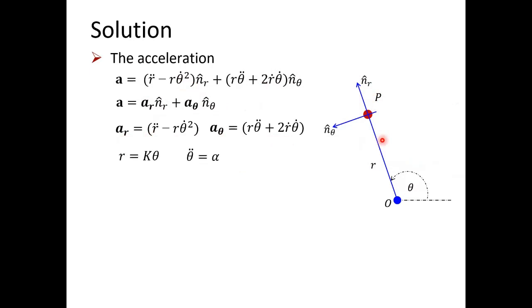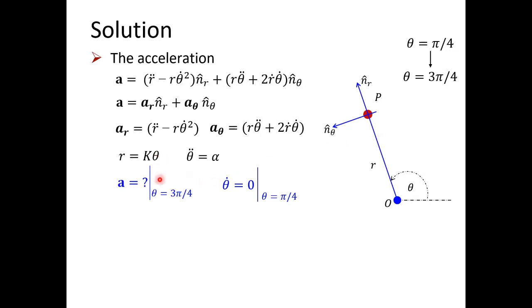In the data, it is given that r equals k theta, and theta double dot, or the angular acceleration, is alpha. We know that they start moving from theta equals pi by 4, and it moves up to theta equals 3 pi by 4. At that point, we want to find the acceleration. So we know that theta dot equals 0 when theta equals pi by 4, and what we are looking for is the acceleration when theta equals 3 pi by 4.